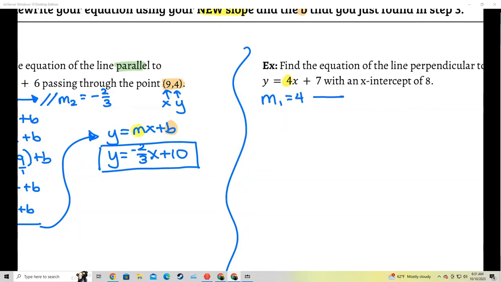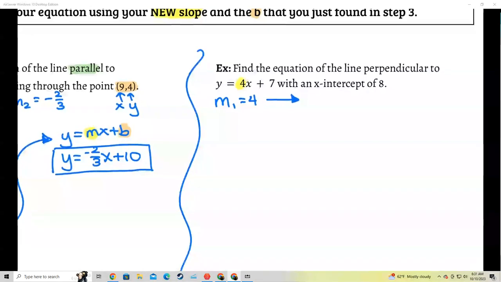Because I know my original slope, and because I want this to be perpendicular, then I know that my other slope needs to be the opposite reciprocal. So the opposite of a positive is a negative. The reciprocal of 4 should be 4 over 1. When I flip it, it becomes 1 over 4. And I know what my new slope has to be. My new slope has to be negative 1 over 4.